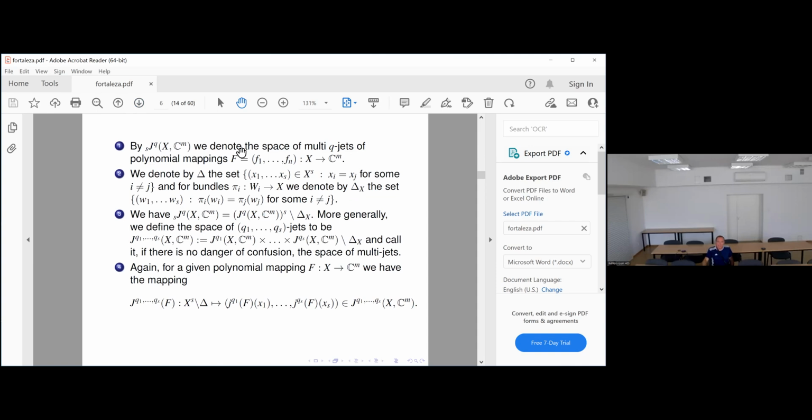This is the space of multijets. To explain the space of multijets, simply, a multijet is a collection of jets at different points. We choose a collection of points x1, ..., xs, and we consider the jet space at every one of these points, and this collection is, more or less, a multijet. This is explained here.